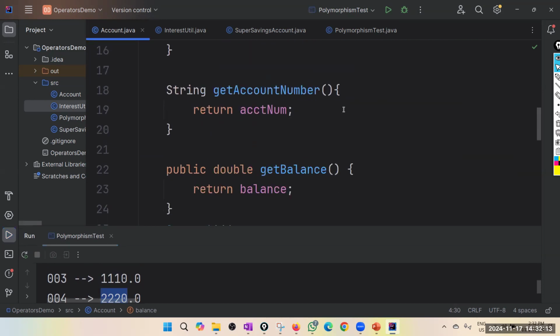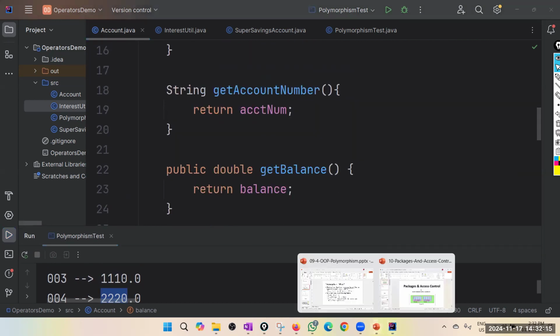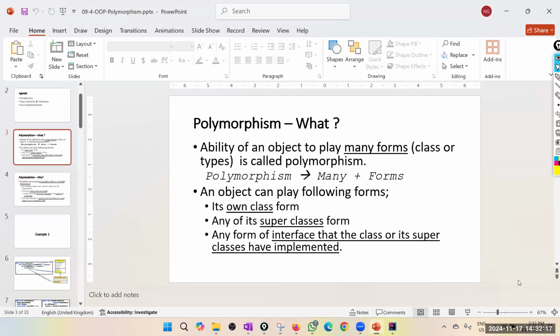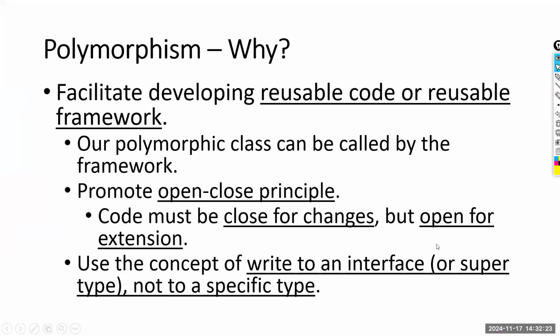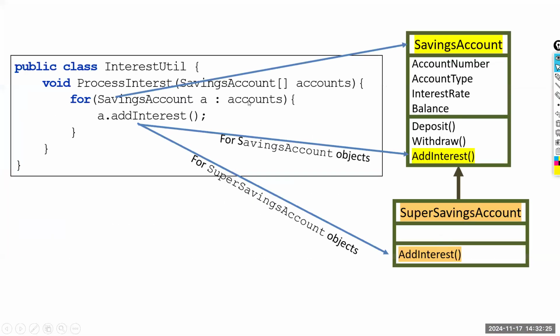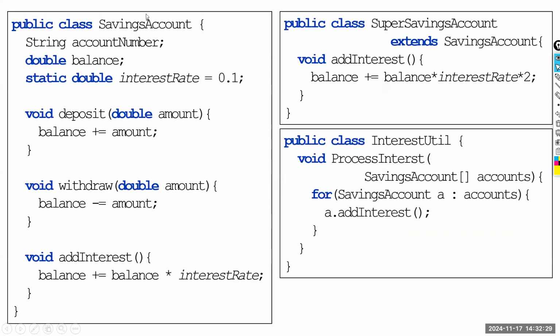So that is the basics of polymorphism. When I add interface to that, the concept is over. So I explained this particular example. Here I took savings account, but in my code I took it as super savings account.